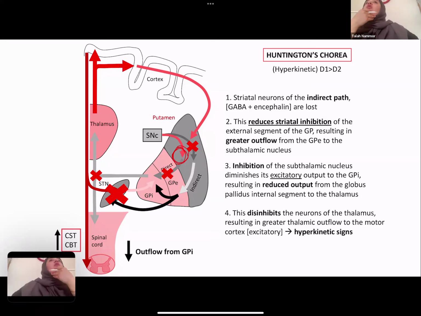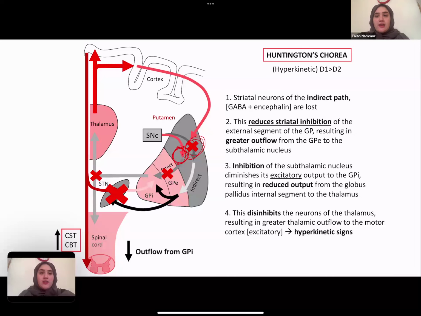So what happens is D2 is no longer going to be activated. When we don't activate D2, what does this mean? The GPe is not going to be inhibited. So it's going to prevent the subthalamic nucleus from sending anything. So the subthalamic nucleus is not going to work. This is what D2 loss means. Not only does it not activate D2, it also activates D1.